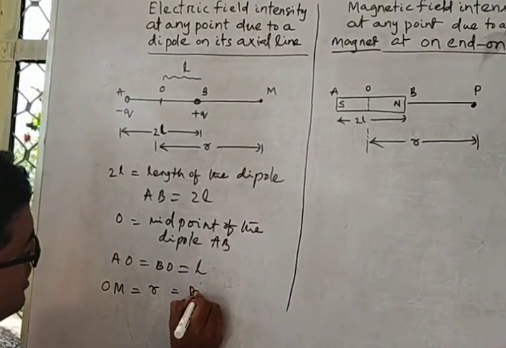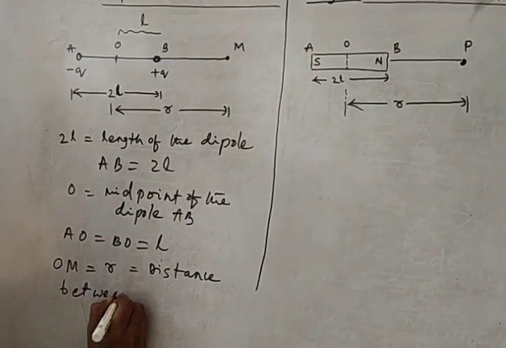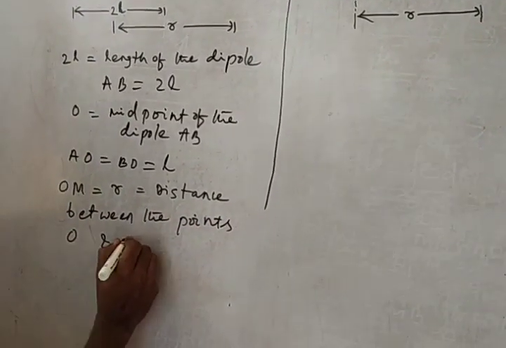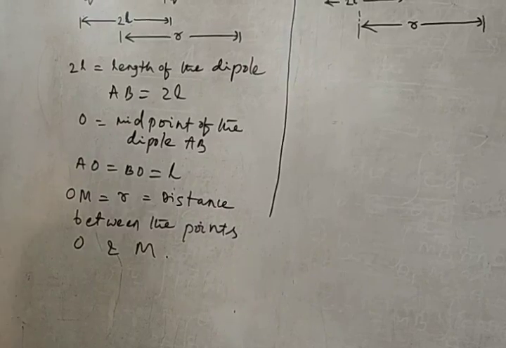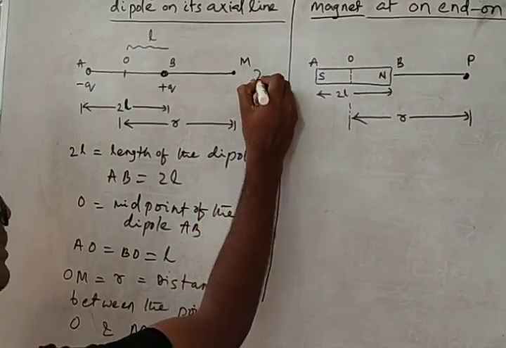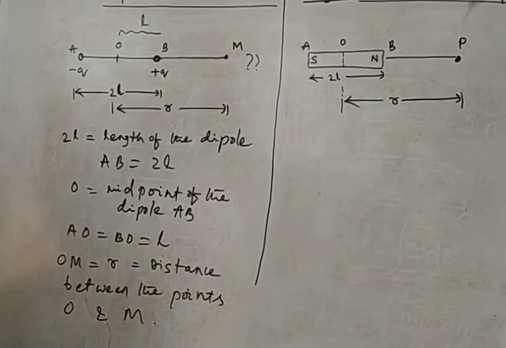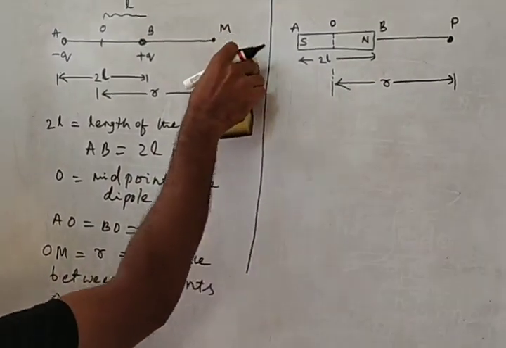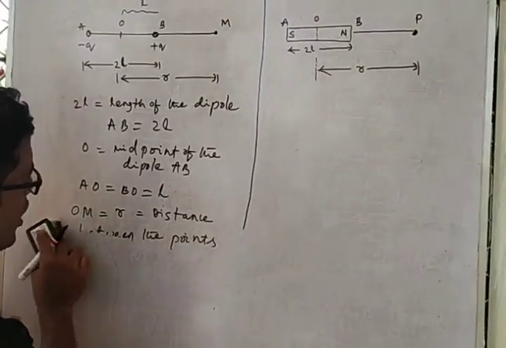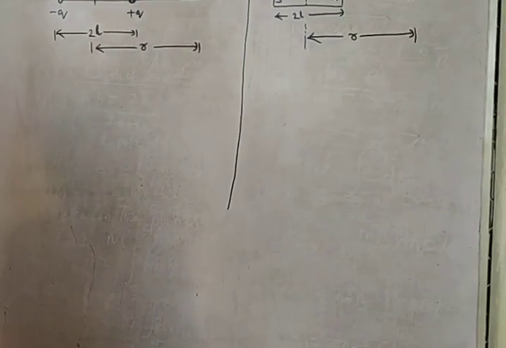So R is the distance between the points O and M, where O is the midpoint of the dipole and M is the point at which I have to find out the electric field intensity due to both the charges. Okay, so basically I am going to use the vector technique here. So now I am erasing it out. I am just writing for your convenience so that you will be comfortable.